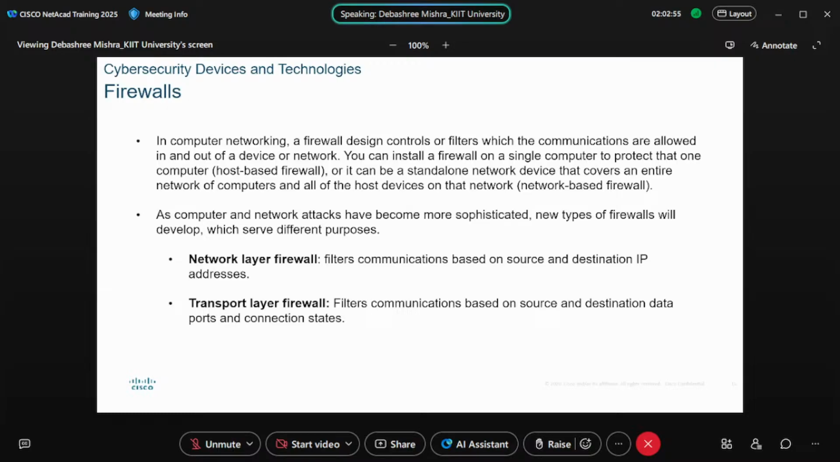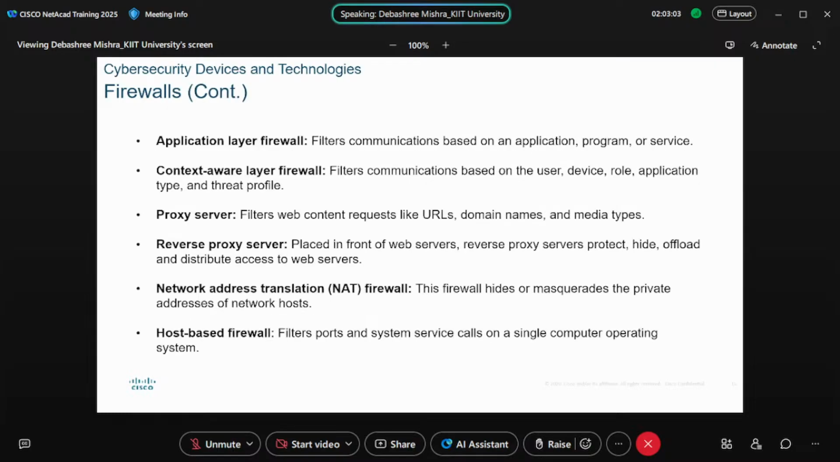In firewalls, there are also different layers and different things. That is your application layer firewall. In this one, based on the applications, programs, and services which you are using, some filtering techniques are implemented. Next is your context aware layer firewall. It filters the communication based on your user, the device, the applications you are using, the profiles you are using, the devices you are using, and the role.